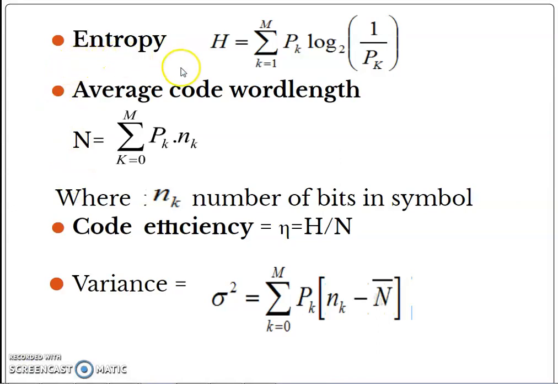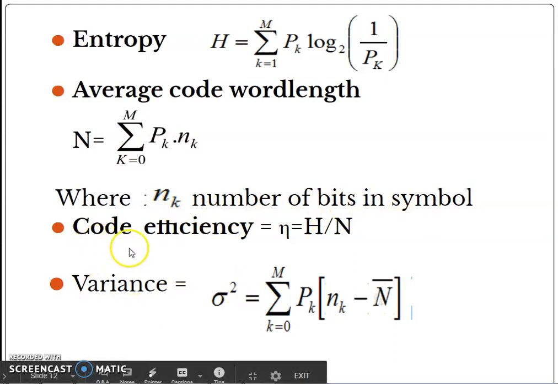First is entropy, which is denoted by capital H, given by the equation summation k changes from 1 to m, where m is all possible symbols, pk log to the base 2 into 1 upon pk. Next is average code word length. The formula is denoted by capital N is equal to summation k changes from 0 to m pk into nk, where small nk is the number of bits in the symbols.